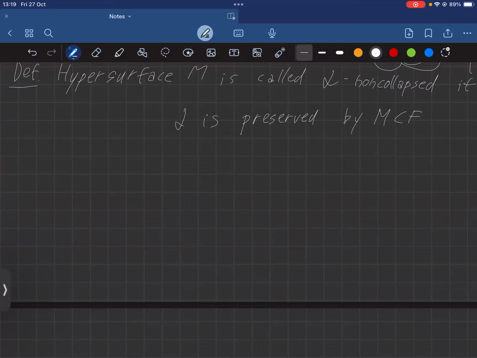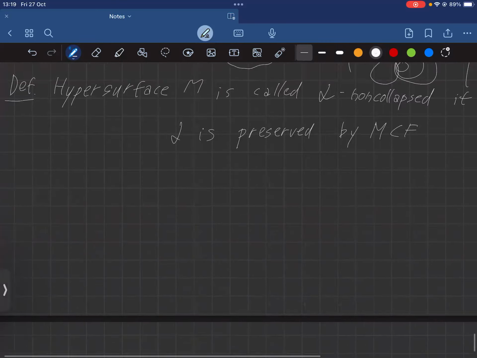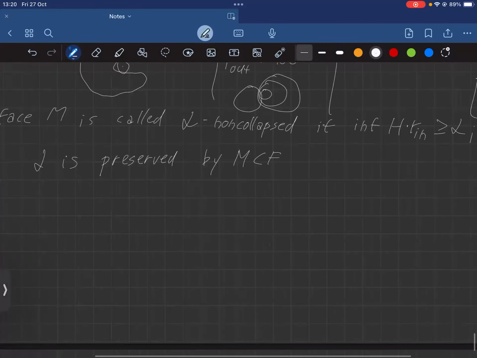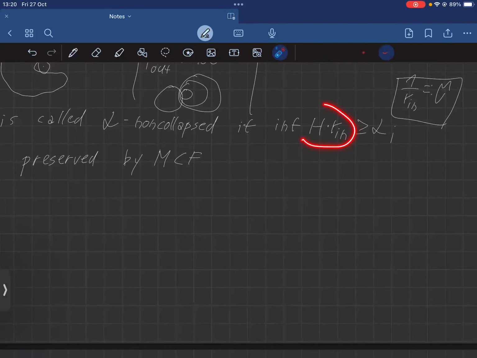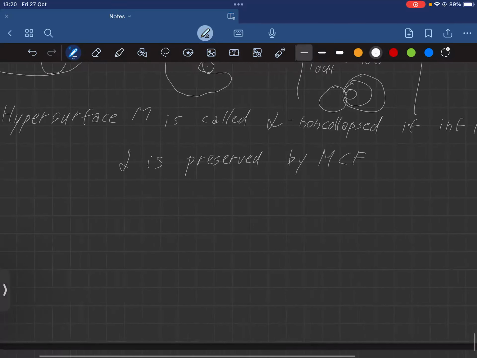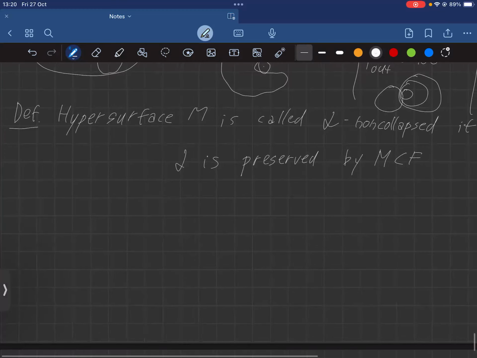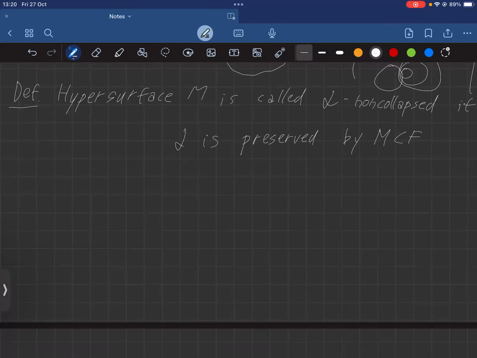Yeah, so the alpha is preserved. So this means that our ratio or product right here is preserved, or at least the lower bound is preserved under the mean curvature flow. That's nice, and it's going to be useful later. Okay, and now to the estimates.